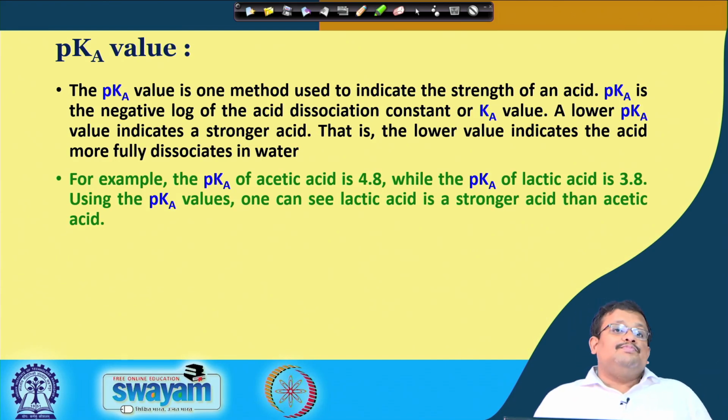For example, the pK of acetic acid is 4.8 while the pK of lactic acid is 3.8. So, using the pK values one can see that lactic acid is a stronger acid than acetic acid. Since the pK value of lactic acid is less than that of acetic acid, lactic acid dissociates more strongly in water as compared to acetic acid, and that is why lactic acid is the stronger acid.